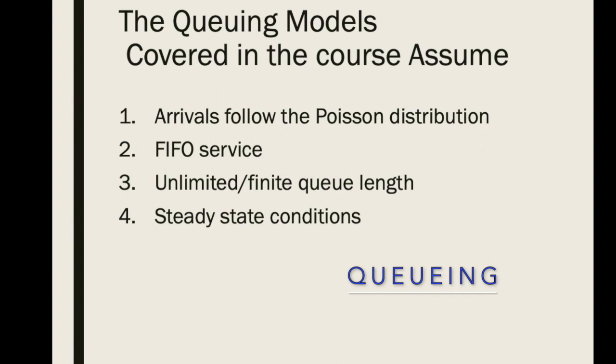So for the rest of this course, we will follow that. We will assume that arrival follows the Poisson distribution, and service follows the exponential distribution. And we have a FIFO service, so first in, first out. We will consider both cases of unlimited queue length and finite queue length, and we will consider the steady state conditions. That means we are studying the system performance when the system has been running for quite a long time and has achieved a steady state.